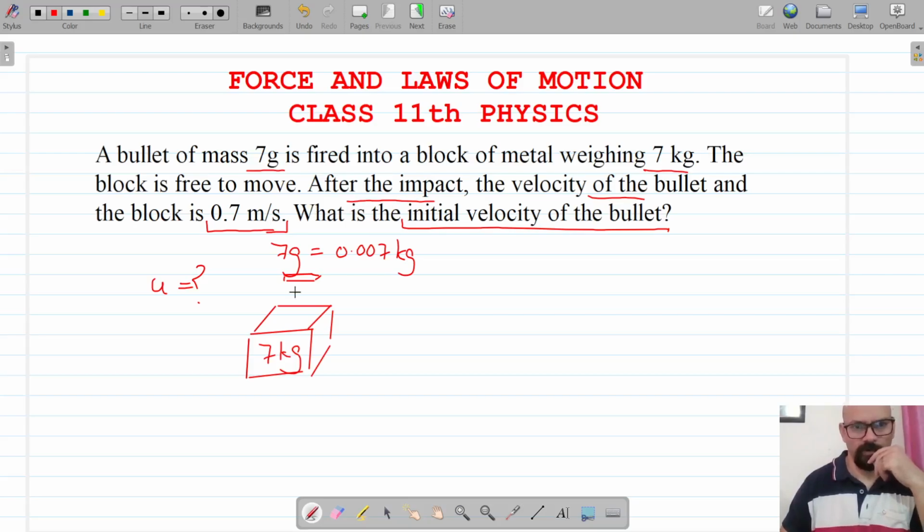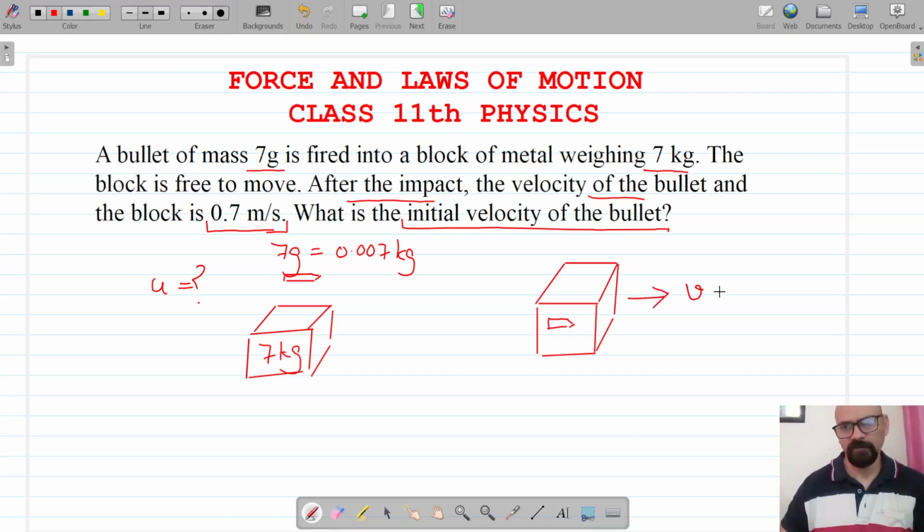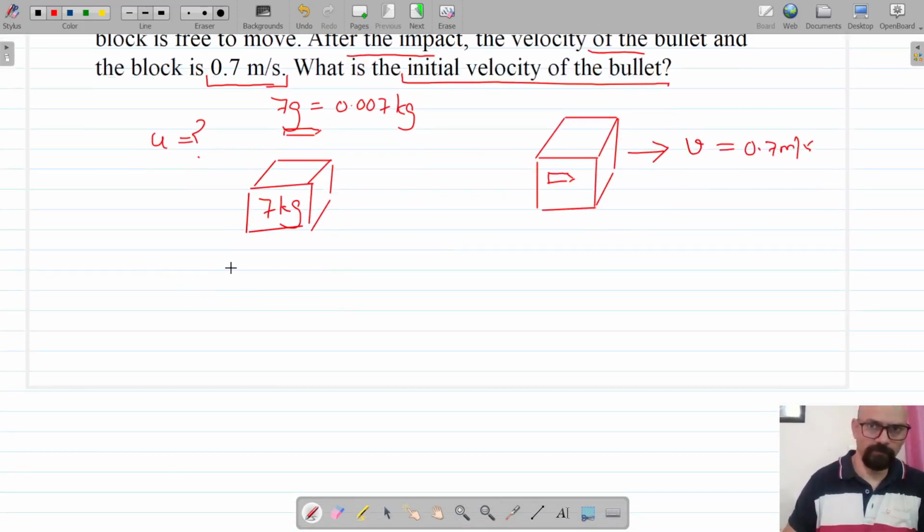Now, the block is free to move, and after the impact, when the bullet is fired, the velocity of the bullet and the block is 0.7 meter per second. So let's say after the bullet is fired, let's say this is the bullet. After the impact, they both move with a common velocity, let's say v, which is equal to 0.7 meter per second. So what is the initial velocity of the bullet?